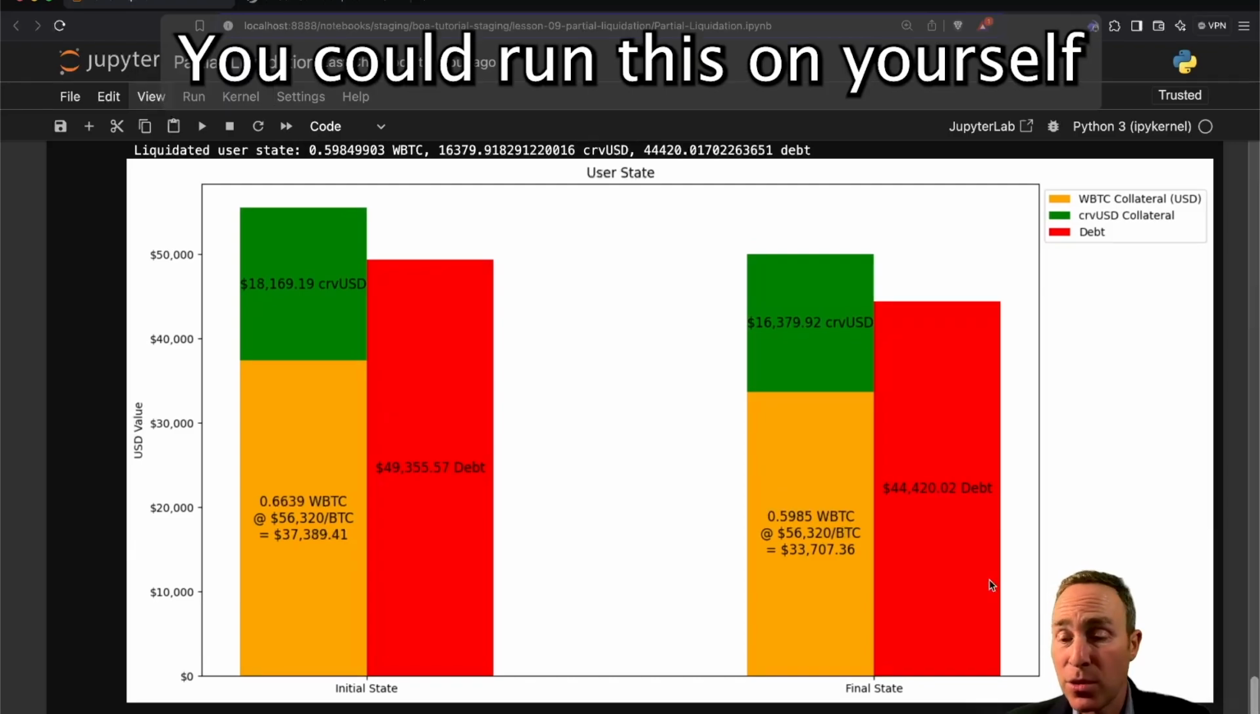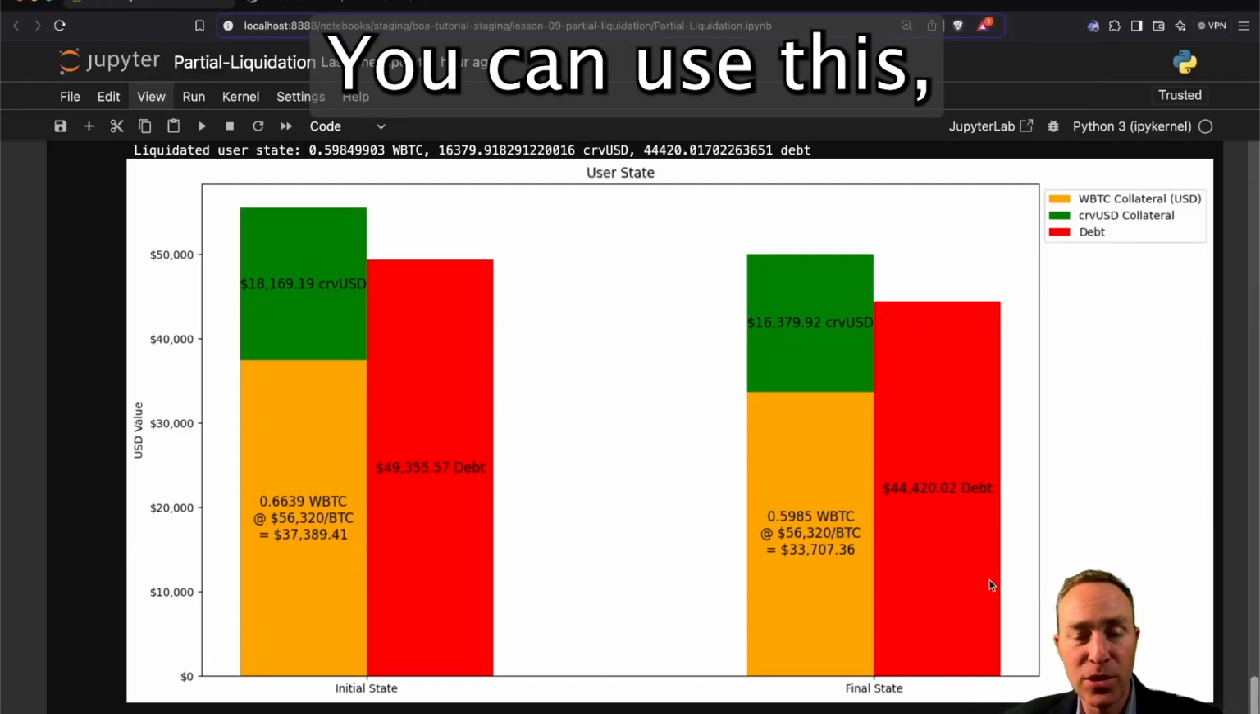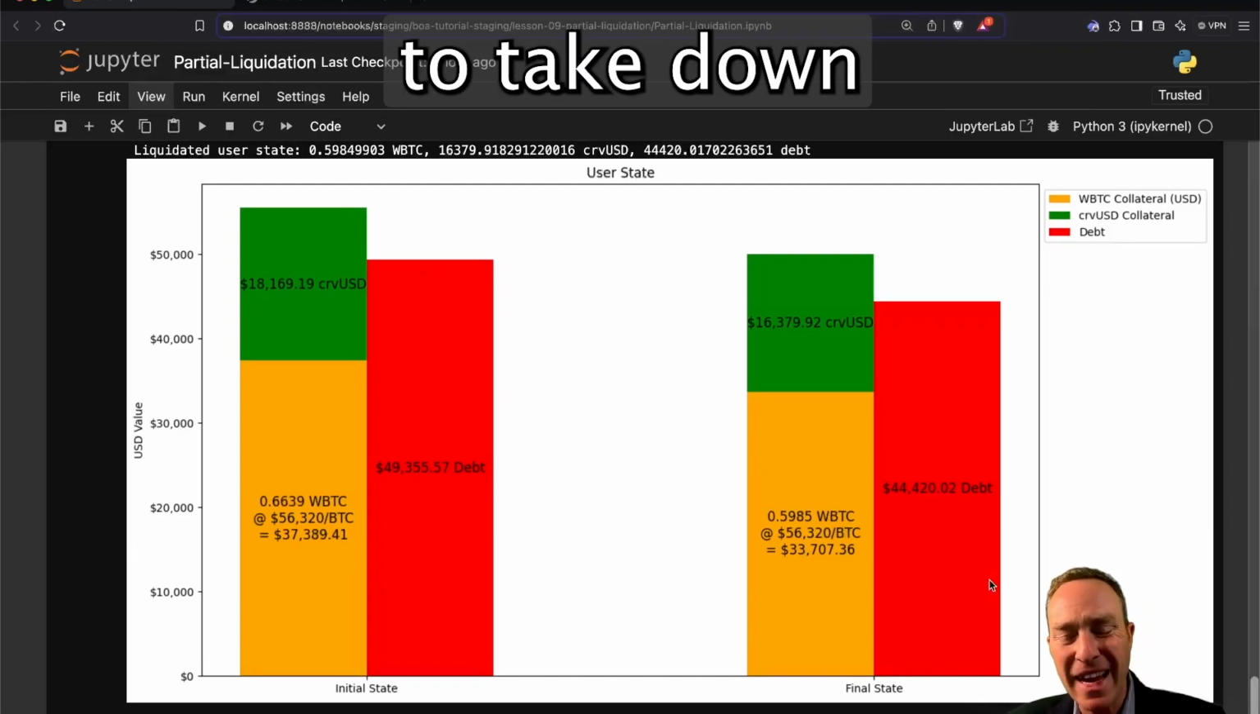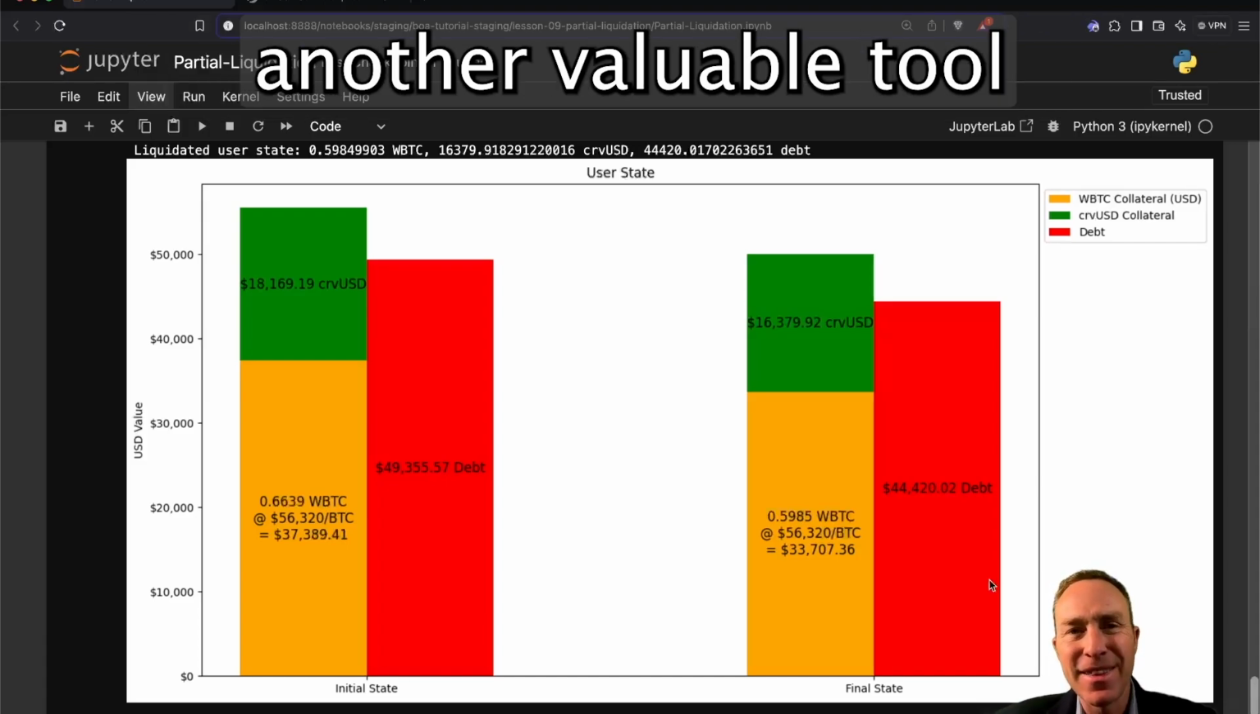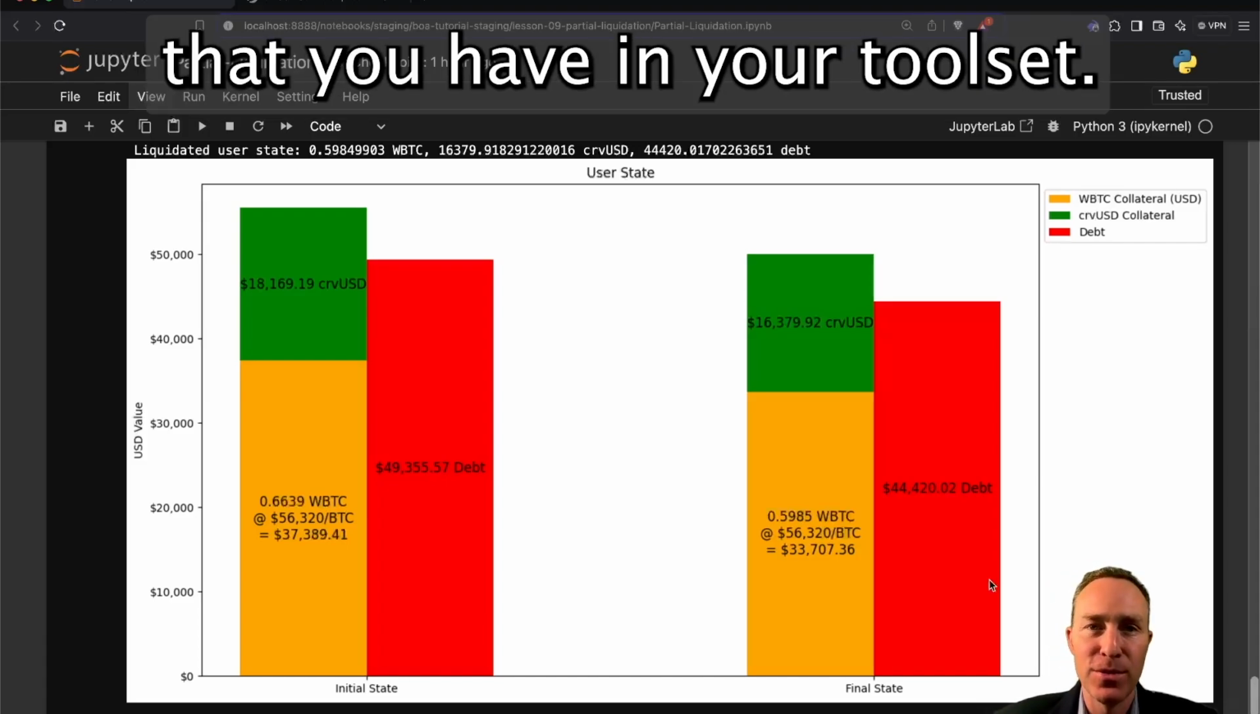So you could run this on yourself to improve your health position. You can use this to take down other users ever so slightly. Partial liquidation is yet another valuable tool that you have in your tool set.